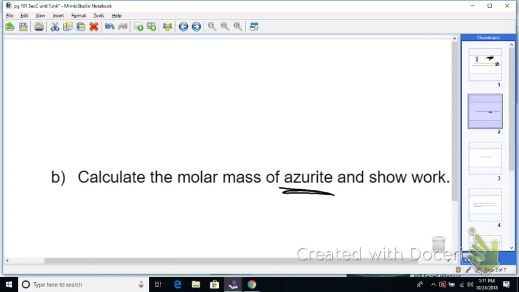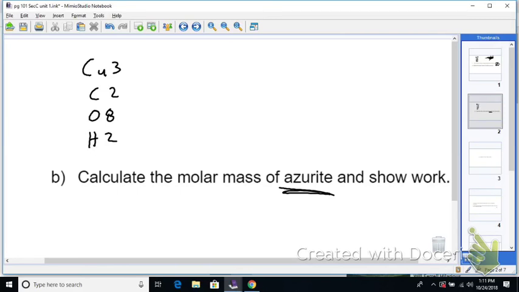So we have copper 3, carbon 2, oxygen 8, hydrogen 2. So figure out the molar mass.